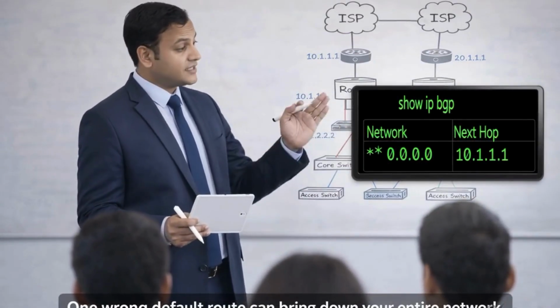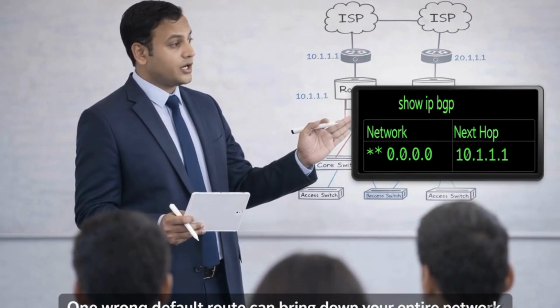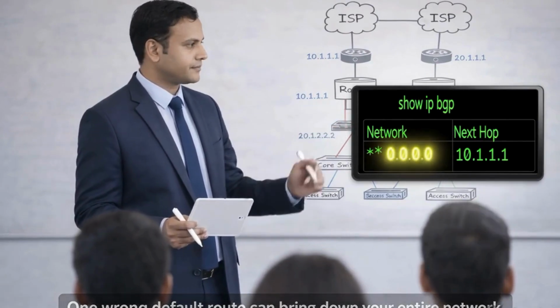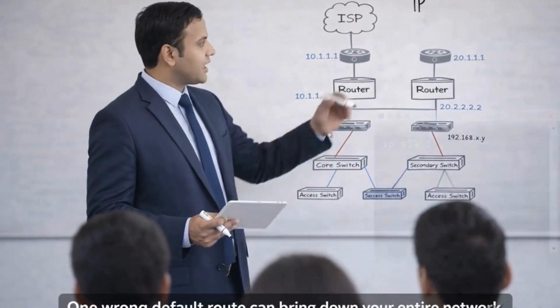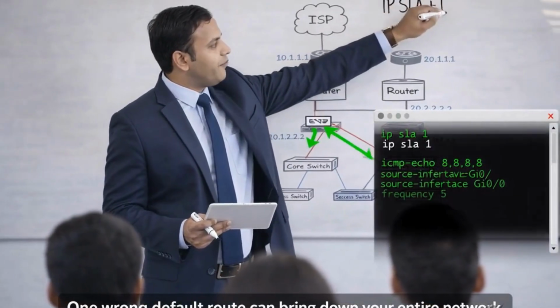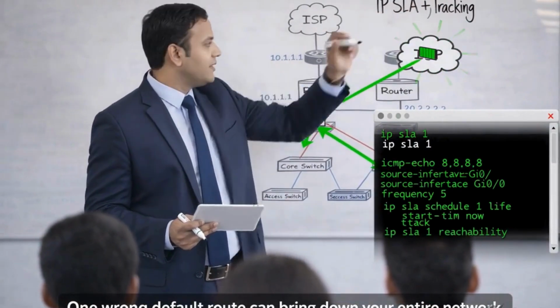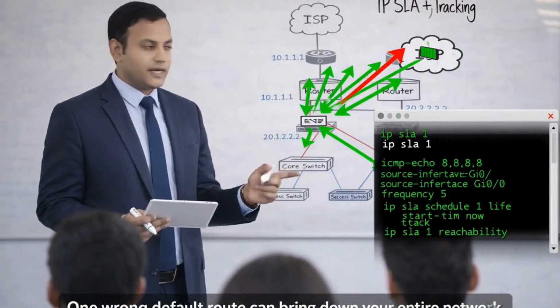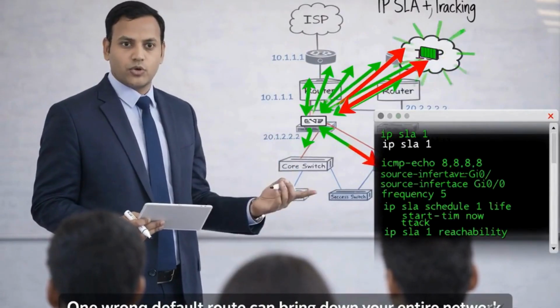As you can see, 0.0.0.0 is present in the routing table. We do not trust the ISP link blindly. We verify reachability using IP SLA. The router continuously checks connectivity and this controls whether the default route should exist or not.